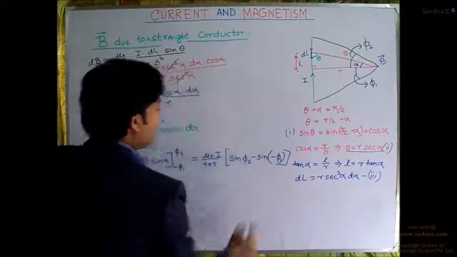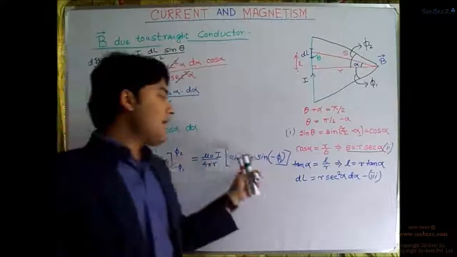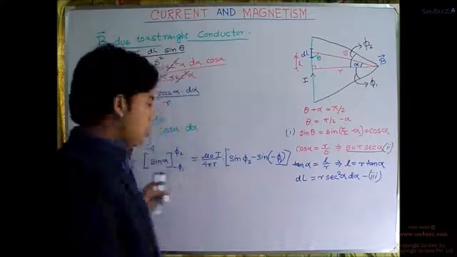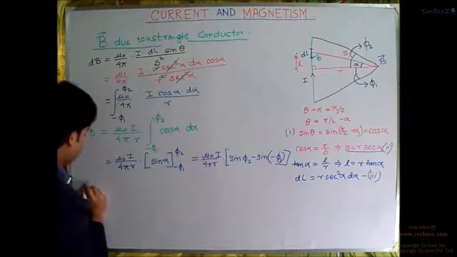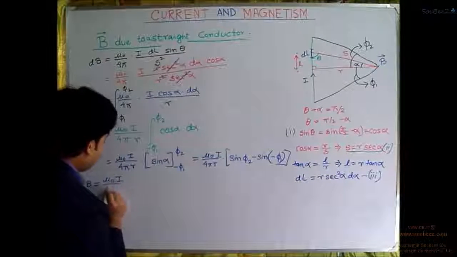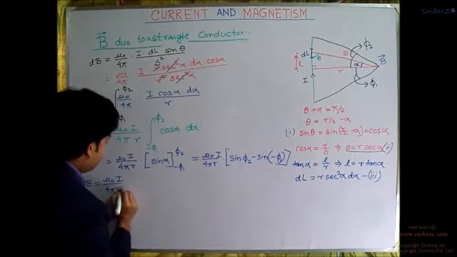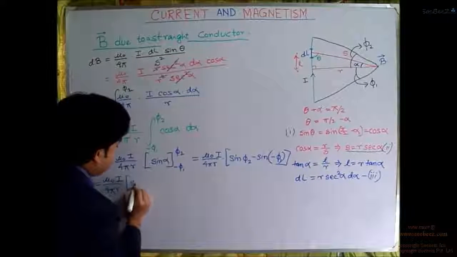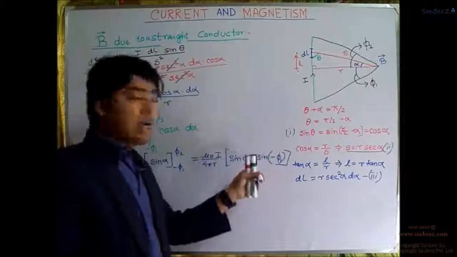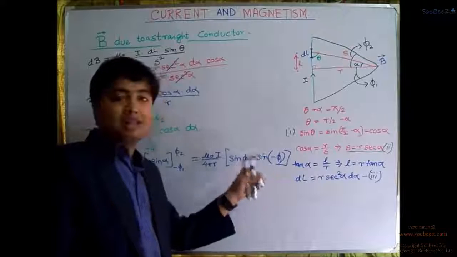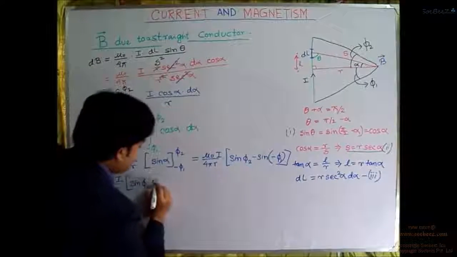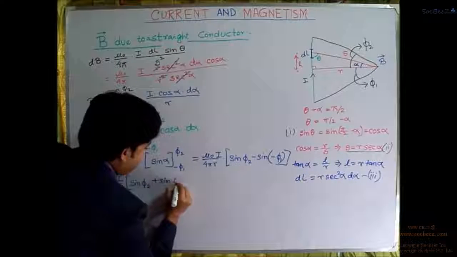And from trigonometry we know that sine of minus theta is equals to minus sine theta. So we can write the expression of B as mu naught I divided by 4 pi r multiplied by sine of phi 2 minus minus sine phi 1. So the minus and minus make the multiplication positive, so plus sine of phi 1.